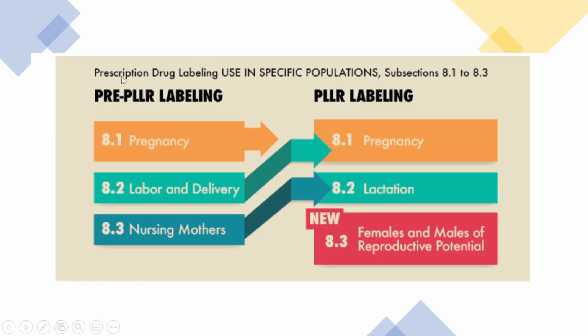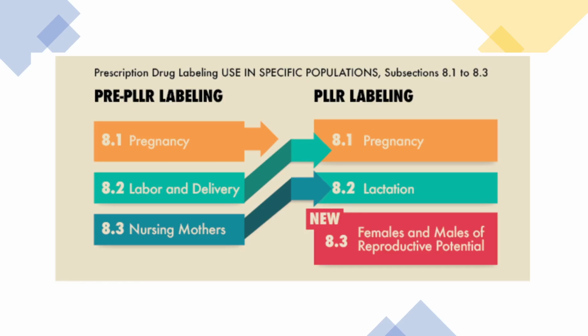PLLR labeling, that is, Pregnancy and Lactation Labeling Final Rule labeling. It used to categorize pregnancy, labor and delivery, and nursing in different categories. In the latest edition, pregnancy is categorized as one section in which labor and delivery is also included, and nursing mothers are included in a separate section, 8.2 Lactation. There is another specific section, 8.3, which includes females and males of reproductive potential.